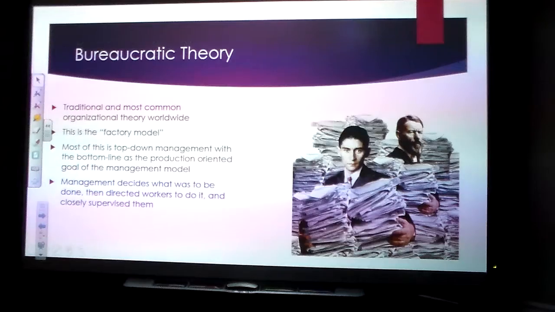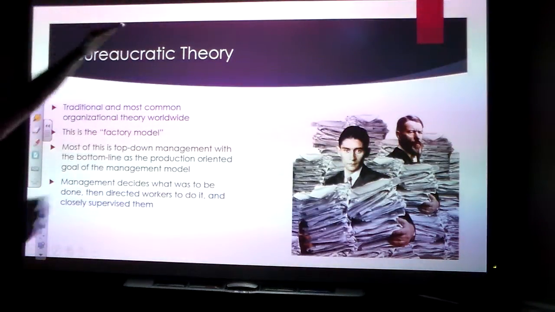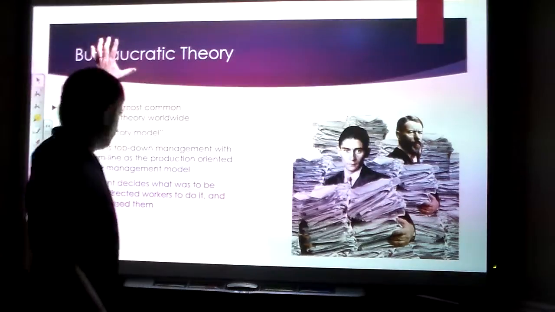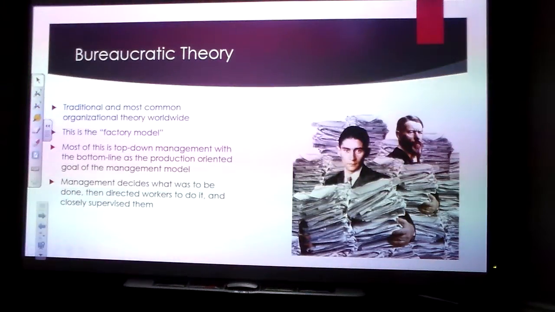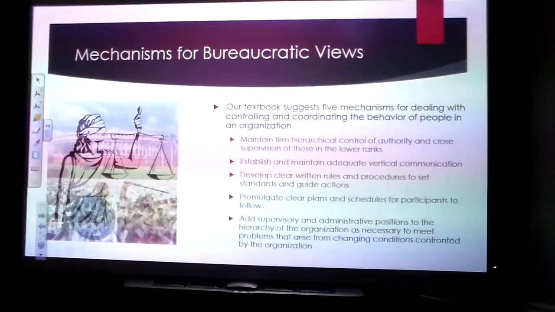They're equally important. So bureaucratic theory is a factory model. This is basically saying that top-down management, bottom line is production, and everything is goal-oriented. Management decides what's to be done, directed workers do it, and then they supervise them. There is a division of labor between what management does and what employees do, and that's bureaucratic theory. We're going to go over in a later lecture who is responsible for bureaucratic theory, but it comes from the work of Weber, comes from the work of Frederick Taylor, and you can obviously look at that on your own if that's something you're interested in.